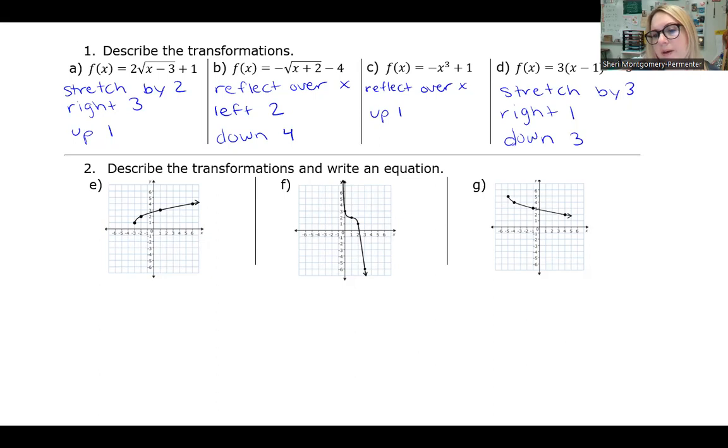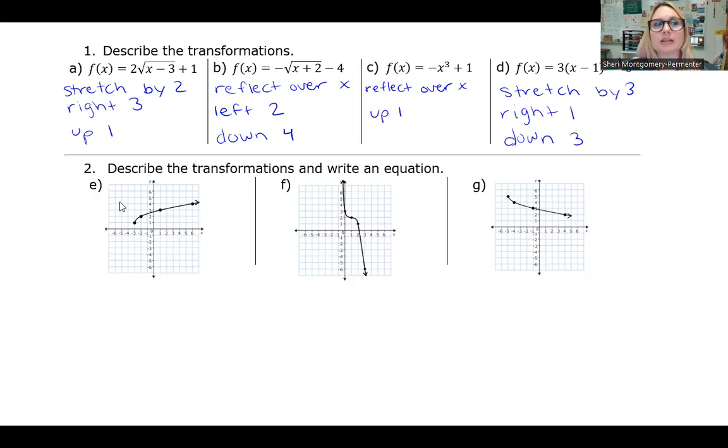You can probably bet that on your quiz you're going to have a question. It'll probably be multiple choice, and it'll probably give you an equation and ask you what the transformations are. So you have to be able to look at an equation and identify transformations. For these, we're going to work backwards. I'm going to give you graphs and you have to be able to write equations. Writing equations is not that bad.